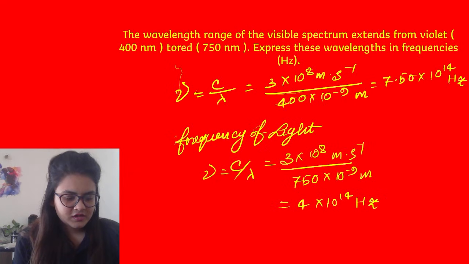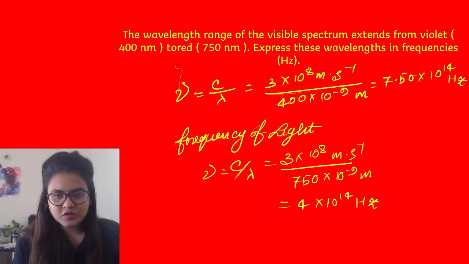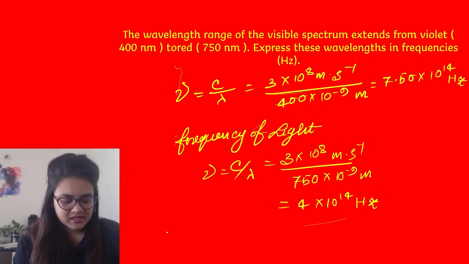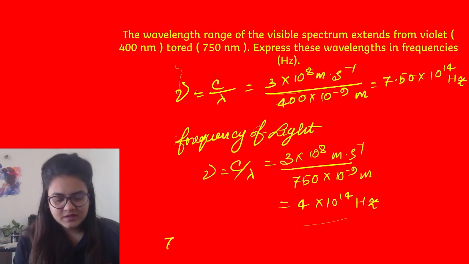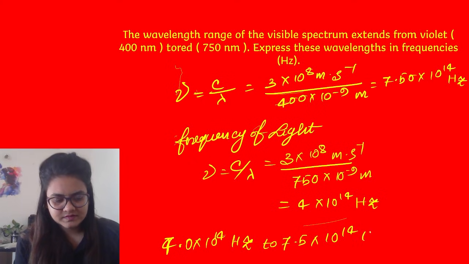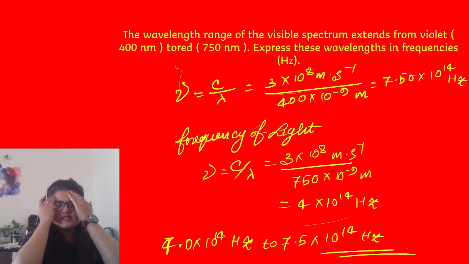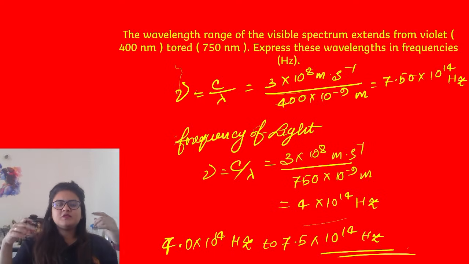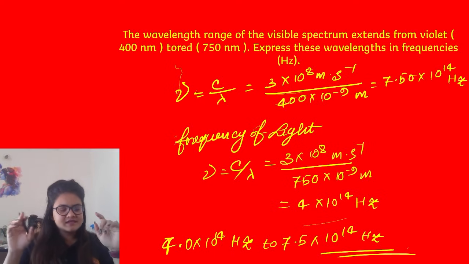Right? So I guess you understood the range of the frequency, that is 4.0 into 10 power 14 hertz to 7.5 into 10 power 14 hertz. This is in terms of frequency. So I guess it's clear: lambda is given, and with respect to that you have to find the frequency, that is the range of it.